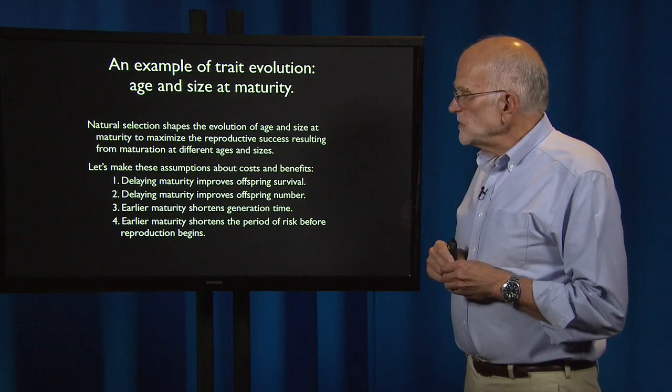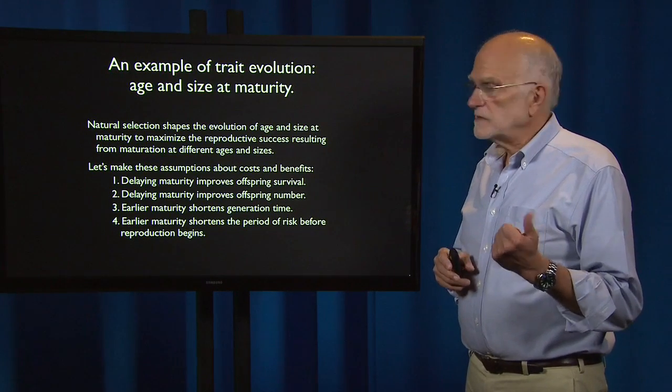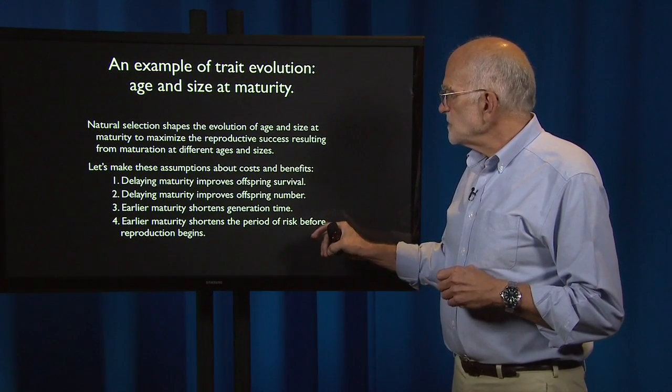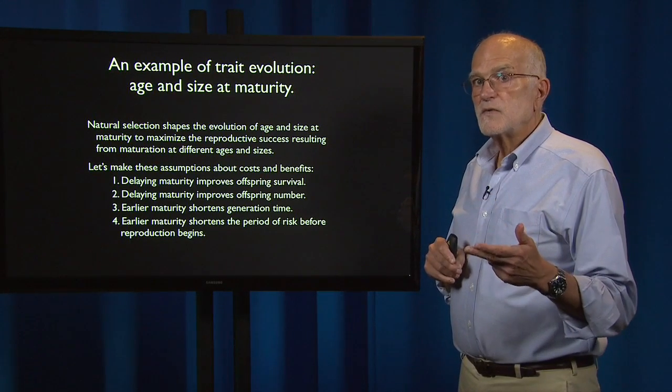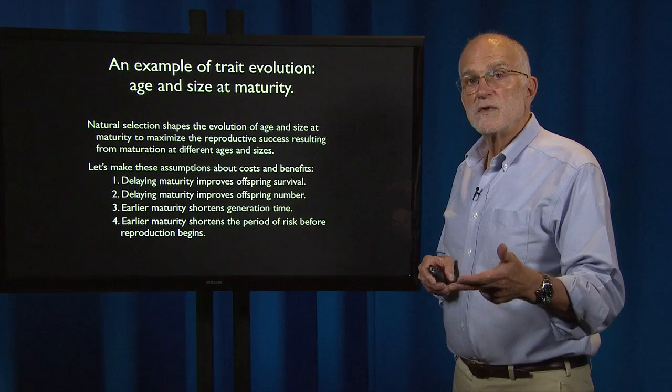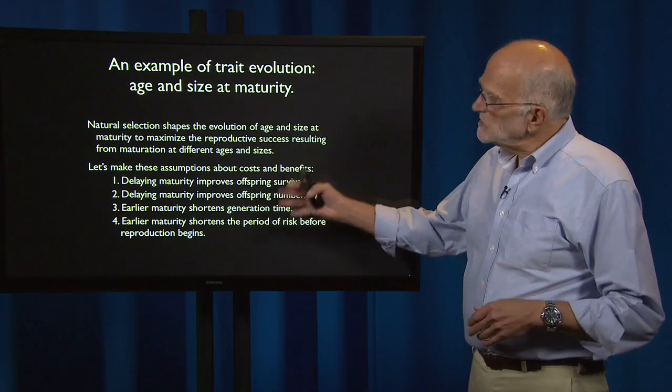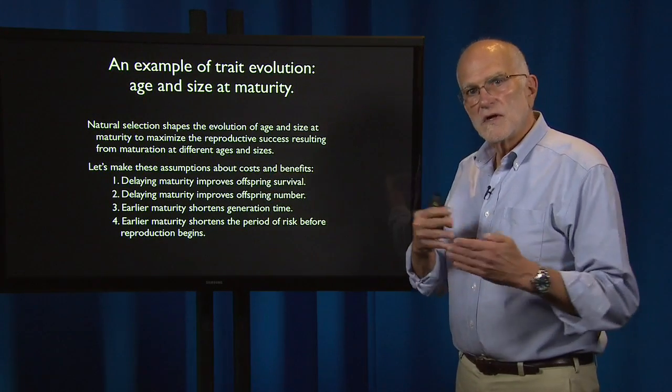Earlier maturity shortens generation time. That's a benefit. And early maturity shortens the period of risk before reproduction begins. So you're more likely to reproduce because you've survived to reproduce if you can do it faster. So these things are trading off with each other. They're in opposition.